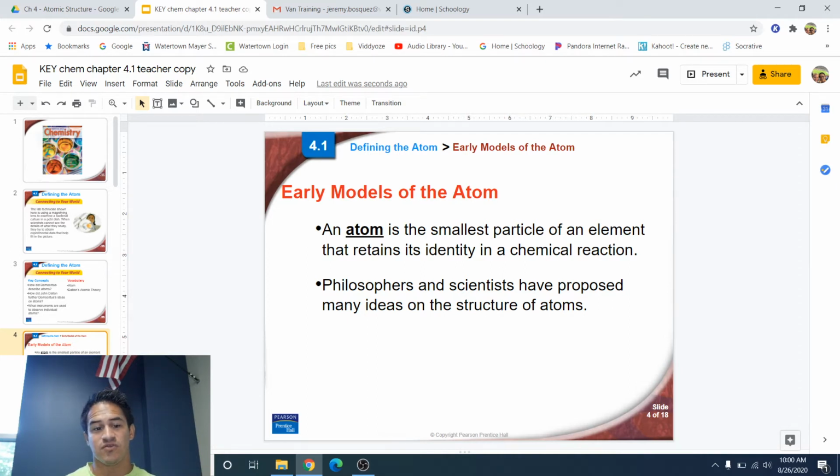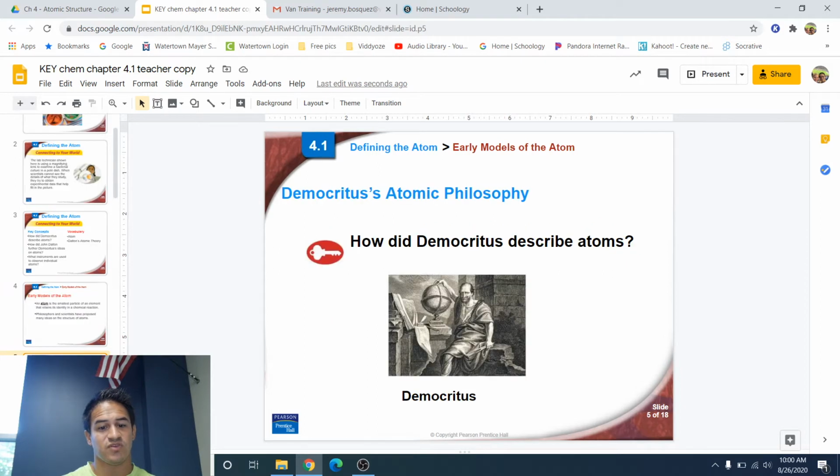Now, the idea of atoms has been around for a long time. The very first philosopher who came up with the idea of the atom was called Democritus. He wasn't a scientist, he was a philosopher. A philosopher is someone who reasons about things or uses logic to explain the world around us.